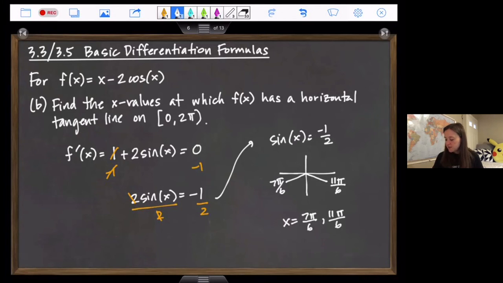And you really do need to give those answers in radians because they asked you for the interval 0 to 2 pi, not 0 degrees to 360 degrees. So even though these might be 210 degrees and 330 degrees, we need to give them as radian answers.